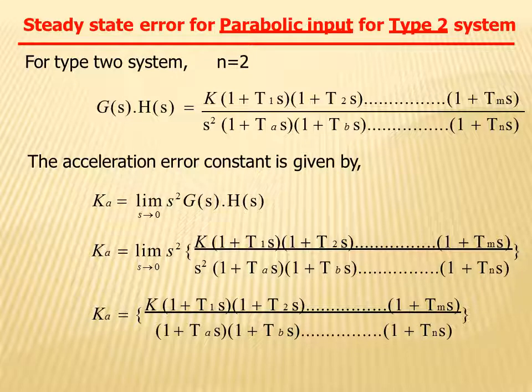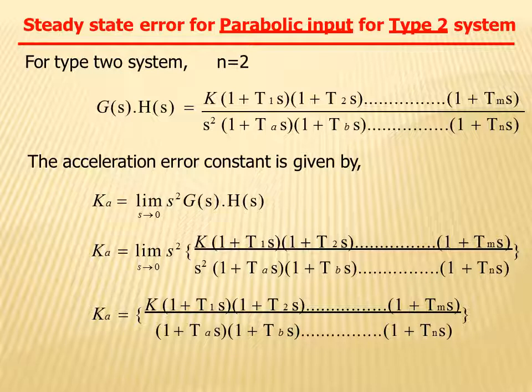Then steady state error for parabolic input for type 2 system. For type 2 system, as we know, n is equal to 2 and the G(s)H(s) function is given by K(1 + T1 s)(1 + T2 s) up to (1 + Tm s) divided by s square (1 + Ta s)(1 + Tb s) up to (1 + Tn s). And the acceleration error constant Ka is given by limit as s tends to 0 of s square G(s)H(s).